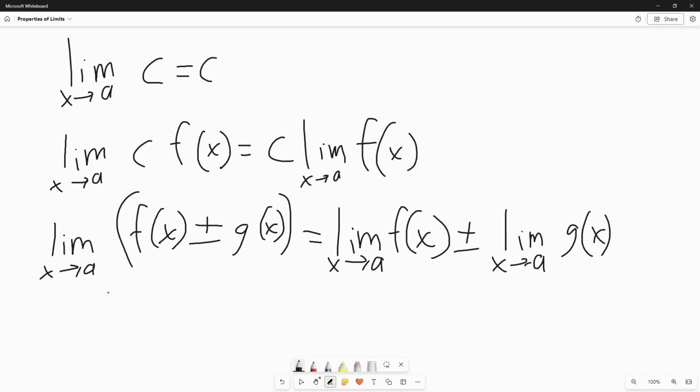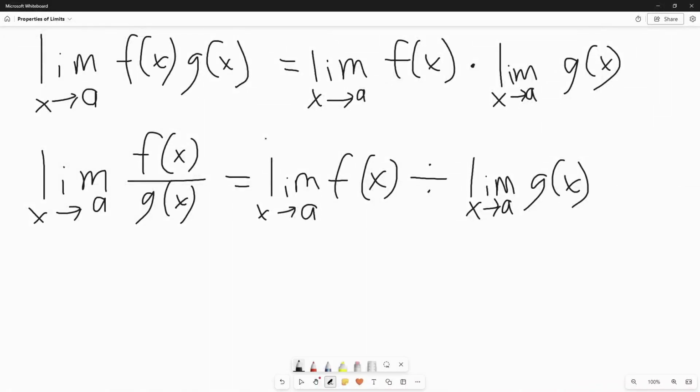So the third rule is the limit as x approaches a of f of x plus or minus g of x, and this f of x and g of x are both included in the limit. It's not like the limit of f of x and then plus g of x. This is equal to the limit as x approaches a of f of x plus or minus the limit as x approaches a of g of x. So what you can do is just separate these. You can take the g of x and take the limit of that, and then add or subtract them from each other.